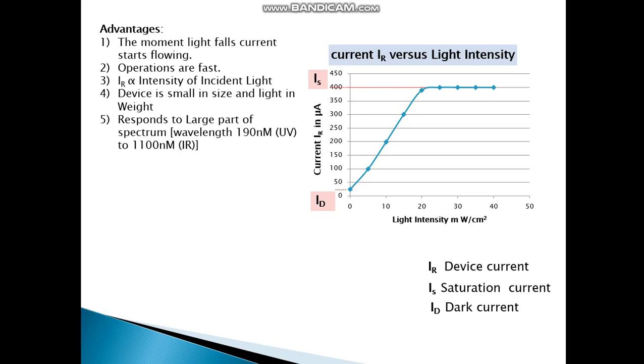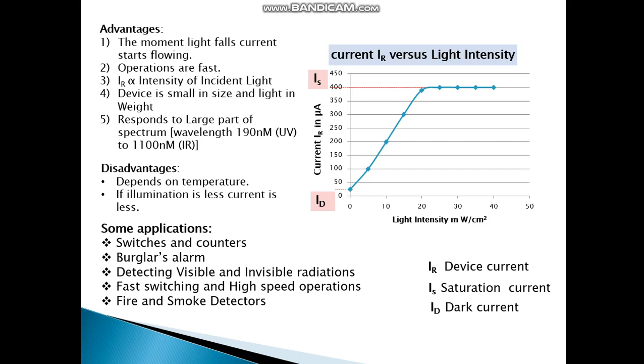Advantages of the photodiode: the moment light falls, current starts flowing, operations are fast, IR is directly proportional to the intensity of the incident light, the device is small in size and light in weight, and it responds to a large part of the spectrum. Disadvantages: it depends on temperature. If illumination is less, current is less. Some applications are switches and counters, burglar's alarm, detecting visible and invisible radiation, fast switching and high-speed operations, fire and smoke detectors.